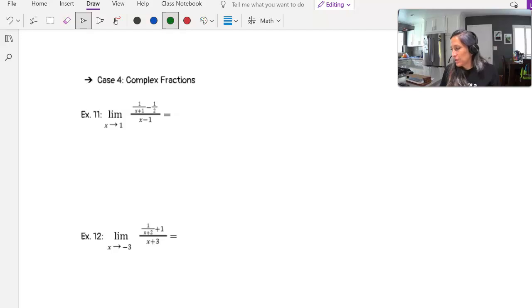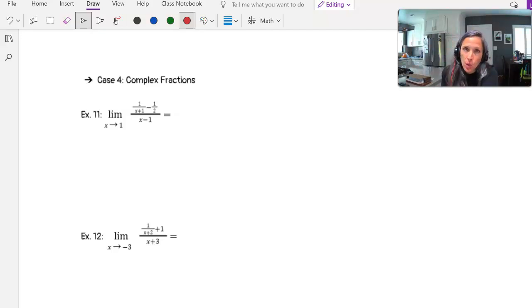All right, so let's dive into our last case, complex fractions. So lesson learned on the last one, we might want to check that this actually does give us 0 over 0. If I plug in 1, I get 1 half minus 1 half over 1 minus 1, so 0 over 0. I have to deal with the complex fraction.